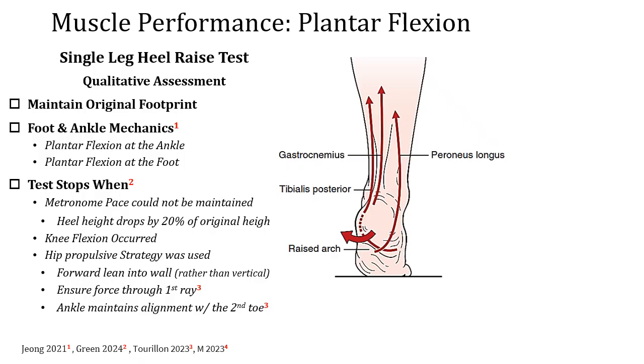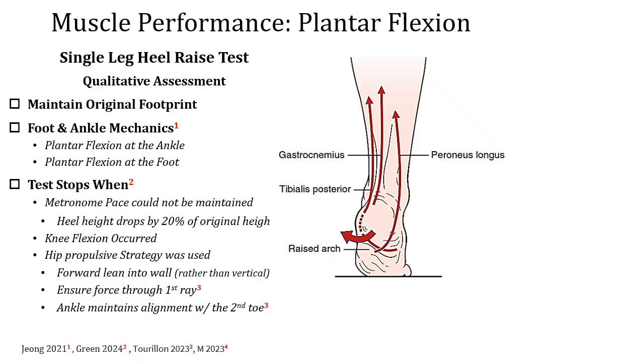For your foot and ankle mechanics, you want to have plantar flexion of both the ankle and the foot itself. I'll give an example moving forward. And then the test stops when the metronome pace cannot be maintained, heel height drops by 20%, knee flexion occurs with proper cueing and they're unable or unwilling to correct, or a hip propulsion strategy is used where they essentially use momentum and lean forward.